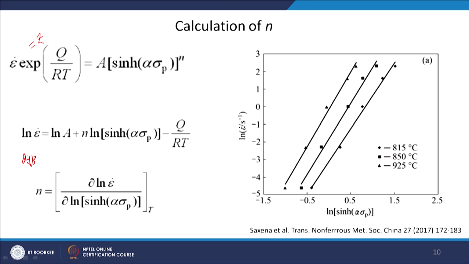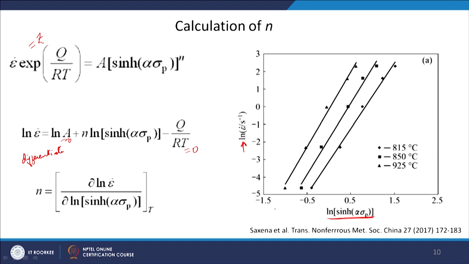So, again I can differentiate this equation. If I do a differentiation, this will become 0, and if I am doing it for constant temperature, this will also be 0 and this will also be 0. So, n will be equal to del ln epsilon dot divided by del ln sinh alpha sigma p. Now what I am going to plot is ln sinh alpha sigma p on the x axis and ln epsilon dot on the y axis.